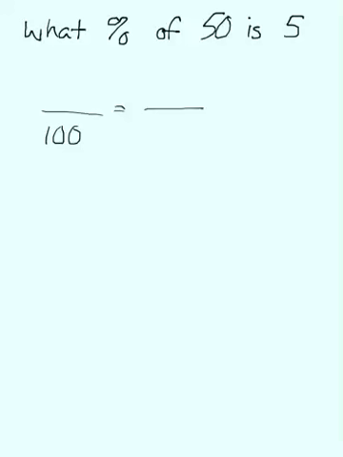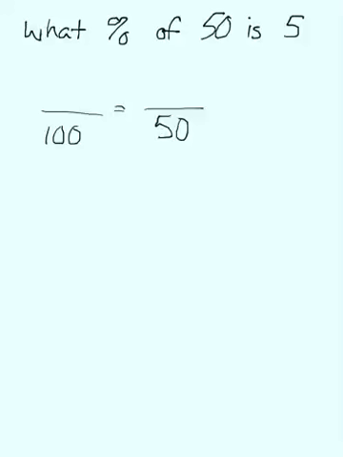Which one of these is your whole? The 50 or the 5? 50. The 50 is your whole. So where's it go? The bottom. 50 is the total. What part of 50 is 5? Does that make sense hearing it that way?